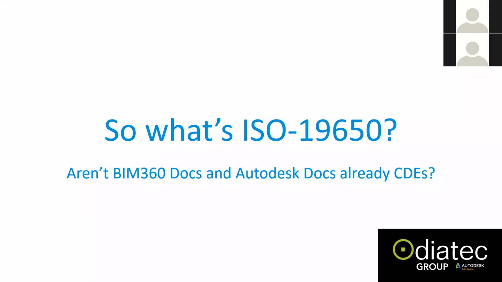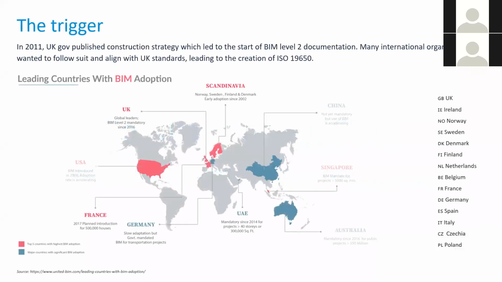So, what is ISO 19650? Aren't BIM 360 Docs and Autodesk Docs already CDEs? As we know, 10 years ago the UK government published their construction strategy, and this then fed into what became PAS 1192, BIM level 2, and what is now ISO 19650 as part of a BIM level framework project. I won't go into that in too much detail. I'll assume you know what it is. But just keep in mind that BIM mandates and BIM adoption are growing globally. We've seen this across every region in the world, and every country as well.